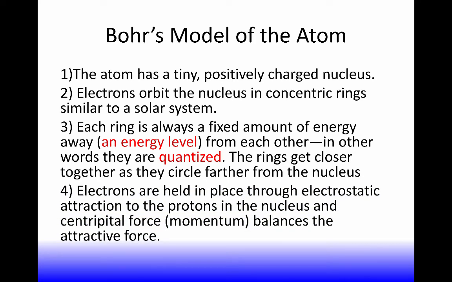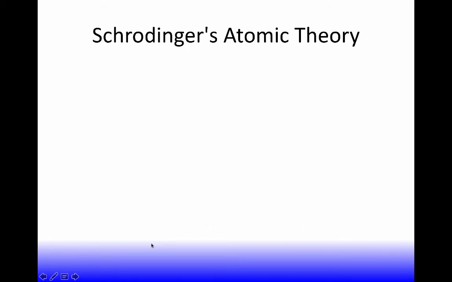Now, electrons are held in place through electrostatic attraction to the protons in the nucleus, and they're kept from falling into the nucleus through centrifugal force, momentum, which balances the attractive force. So it's just kind of physics. Now, unfortunately, Bohr's model pretty much only works for the hydrogen atom. It fails as soon as we get 2 electrons because it doesn't take into account that electrons repel each other.